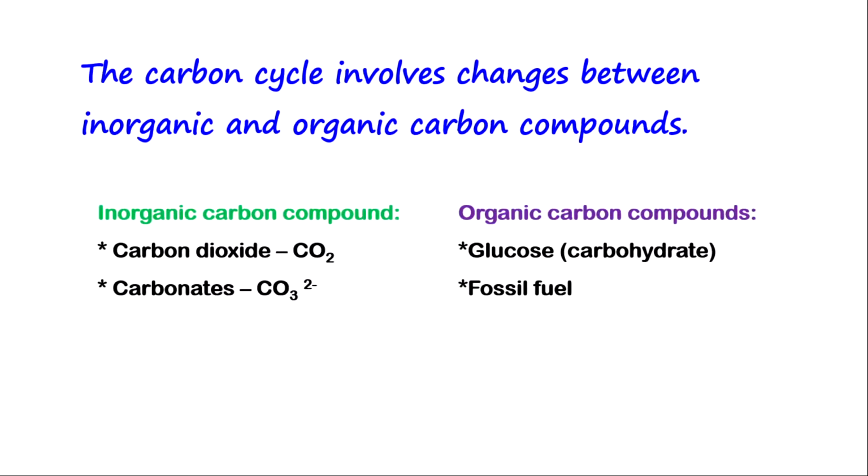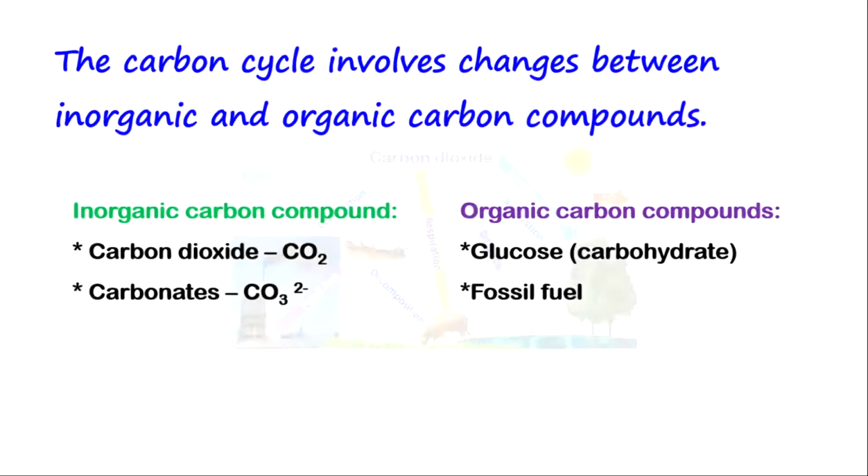Note again that the carbon cycle involves changes between inorganic and organic carbon compounds. I'll list a few of these. Inorganic compounds include, for example, carbon dioxide and carbonates. Those are the common ones we'll be talking about throughout the cycle. The organic compounds include glucose, which is a form of carbohydrate, and fossil fuel. With fossil fuel, you can also have oil, coal, and so on. We're going to talk about them as we get into the cycle.